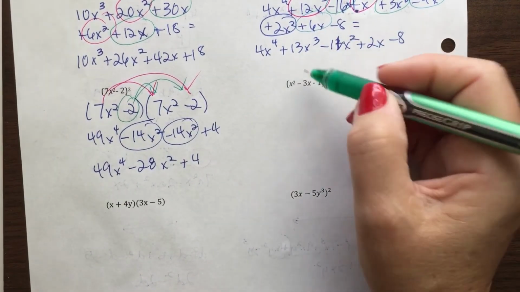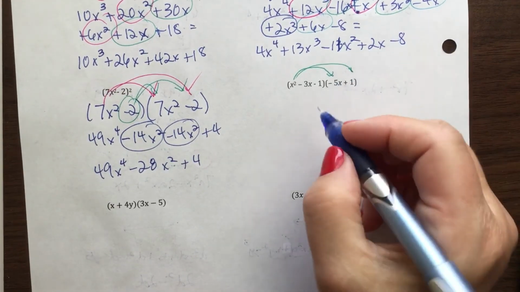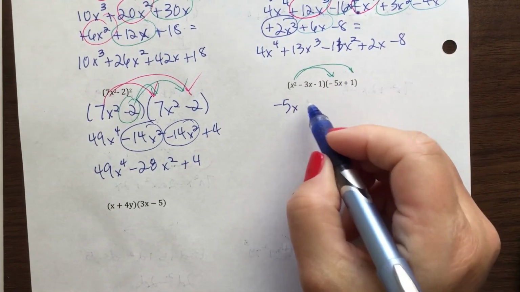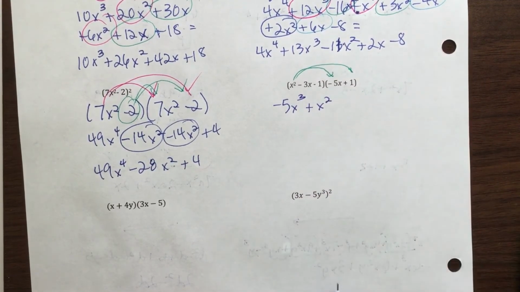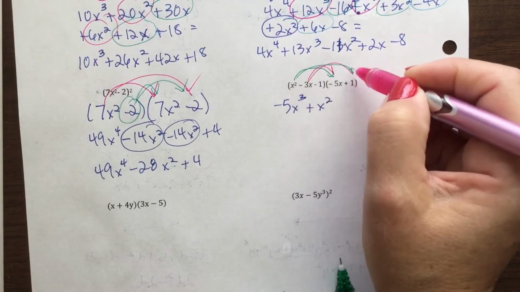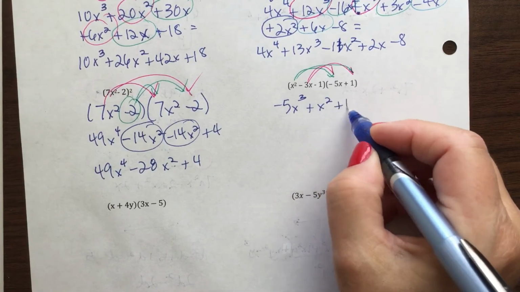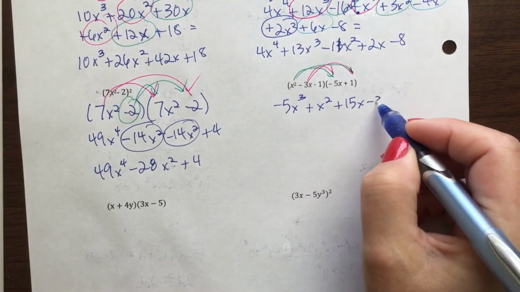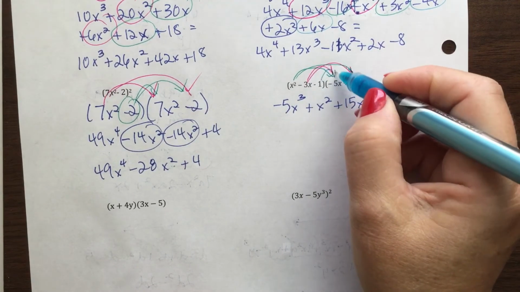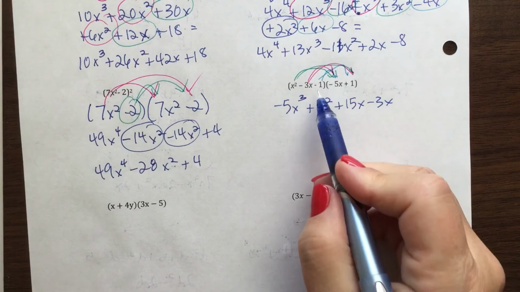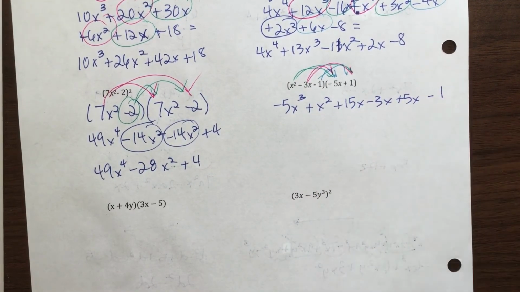Okay, so you're going to multiply the x squared, so that's going to be negative 5x cubed, and then x times that is x squared. Then you're going to do the 3x, and that's going to be a negative times a negative is positive 15x squared, negative 3x, and then finally that 1. So a negative times a negative makes positive 5x. A negative times a positive is negative 1.